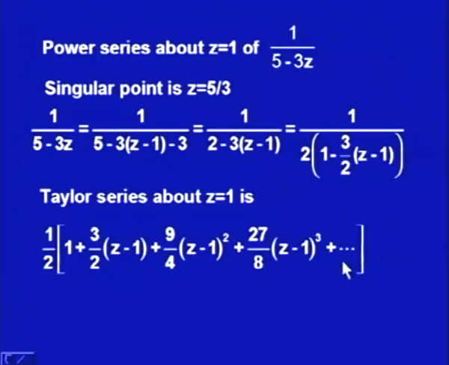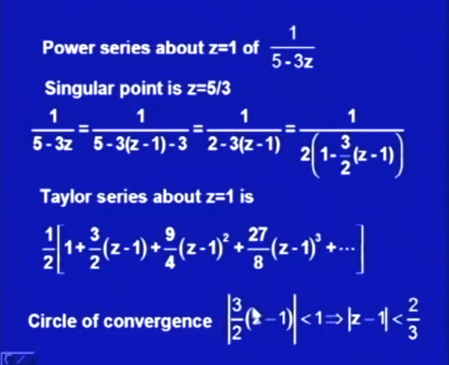Now, this series will be convergent provided this term is less than 1. So, the circle of convergence for this series is given by modulus of 3 by 2 into (z minus 1) less than 1, or we can say modulus of z minus 1 is less than 2 by 3. So, the radius of convergence is 2 by 3, but the center is at 1.